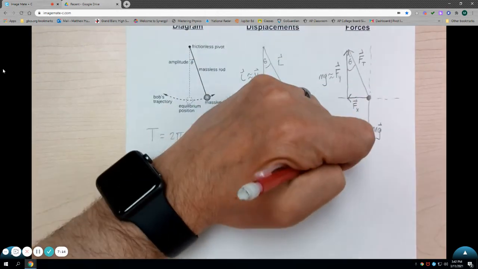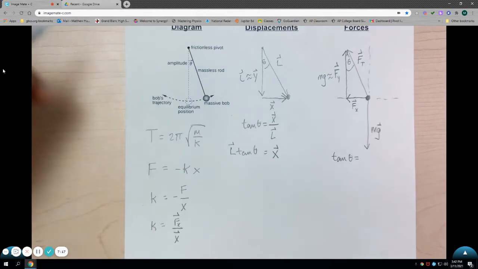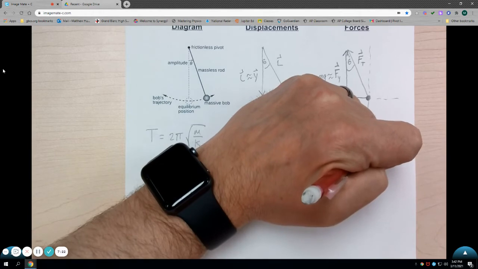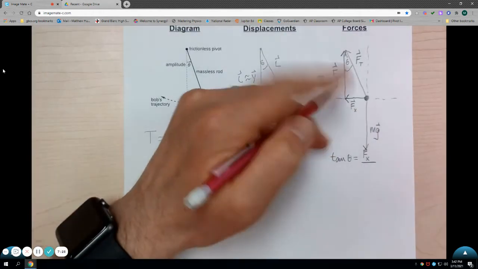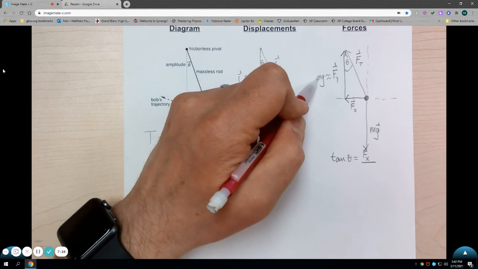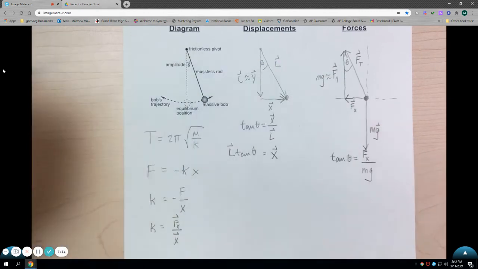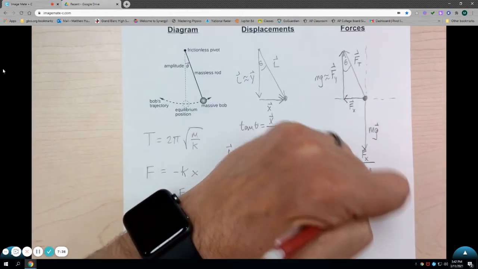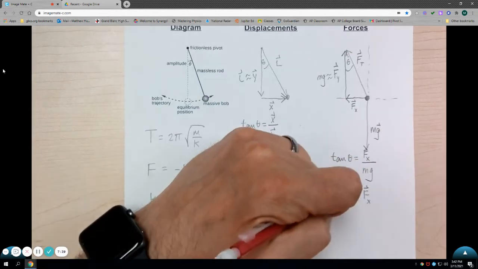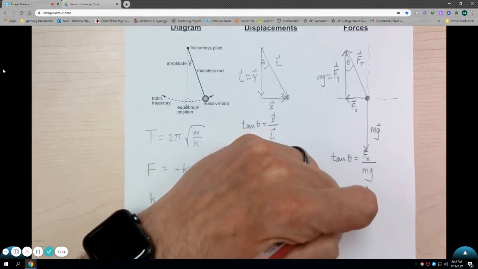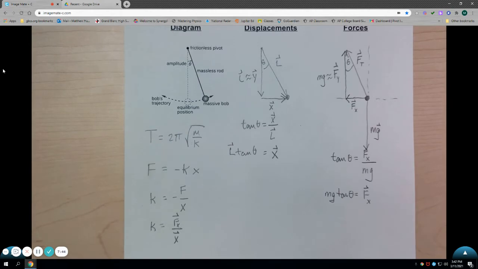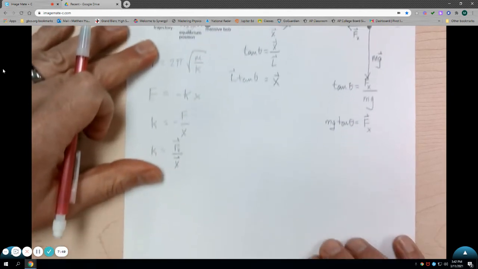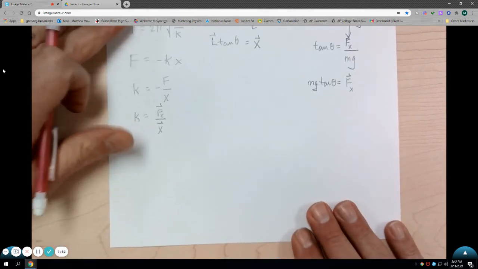The tangent of theta here has got to be equal to Fx, that's my horizontal restoring force, over this side, opposite over adjacent, which is approximately mg. So I could rearrange that expression and say my restoring force, Fx, is equal to mg tangent theta. Now, keep these two in mind, and let's go back over here. Try not to write off the edge of the screen.